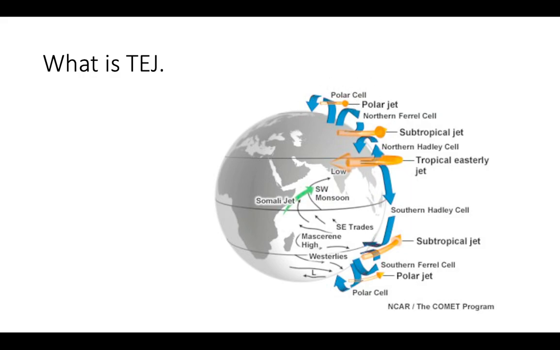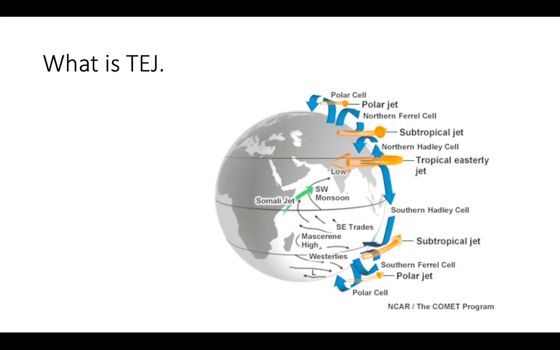Now let's talk about this TEJ. TEJ means tropical easterly jet stream. It is a low level jet. Its height is much less than the polar jet or the subtropical jet. It is not close to the tropopause; its height is somewhere around 5 to 8 kilometers. Since it is close to the equatorial region, we already know the height of the tropopause in the equatorial region is somewhere 16 to 18 kilometers. So you can say it is almost half of the tropopause height.